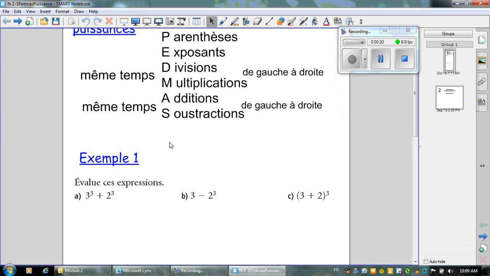So here, there's no brackets, so we're going to do our exponents first. So 3 cubed is 3 times 3 times 3. And I have to add 2 cubed, so 2 times 2 times 2. So that's 9 times 3, 27, plus 4 times 2, which is 8. So the answer would be 35.